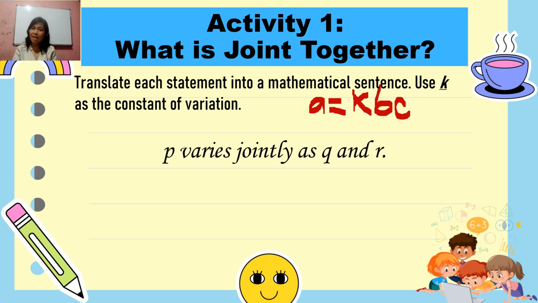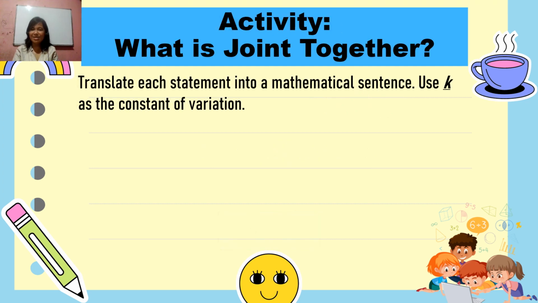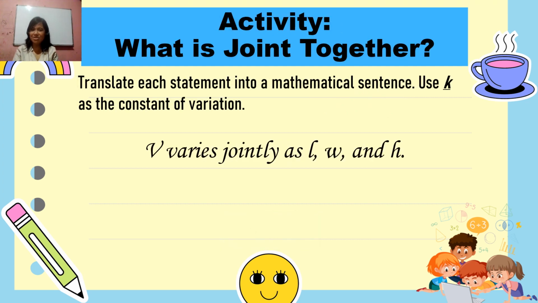First is P varies jointly as Q and R. Can you do it? So it's just P equals KQR. Okay, very good. Another one. V varies jointly as L, W, and H. So it's just V equals KLWH. So here, it's not just 3, but 4 quantities are involved: V, L, W, and H. So that is what joint variation means.